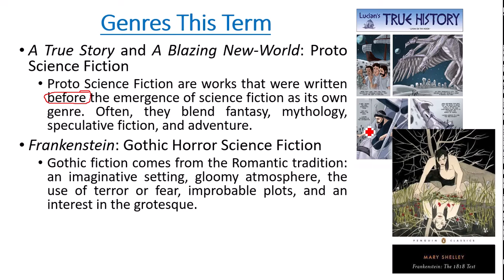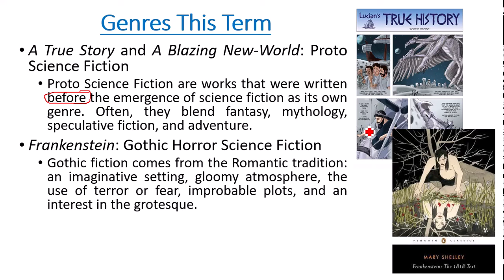So Gothic fiction comes from the Romantic tradition of the 1800s. About 1800 to 1850 was that Gothic tradition, or the Romantic tradition. Imaginative settings, gloomy atmospheres, the use of terror and fear, improbable plots, and an interest in the grotesque. The difference is that Frankenstein does have an actual scientific element to it. We'll talk about that more when we get into looking at that book, but essentially it has to do with anatomy, with biology, a little bit of chemistry thrown in there, what they called at the time natural philosophy.